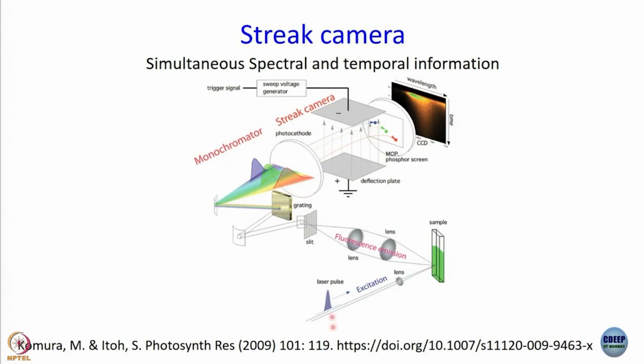So, this is your pulse excitation, this here is the cuvette where your sample is, you collect and then it goes to a grating. This is not a monochromator, again this is taken from this paper by Komura and Ito. This is basically a spectrograph, this exit slit is not there. So, you disperse, all right. Now, see along the x axis you have dispersed, you have got the spectrum. Along the y axis you are applying voltage, so you are getting time.